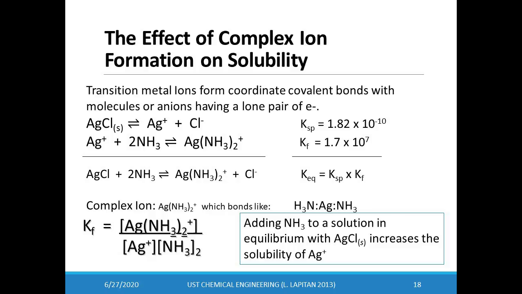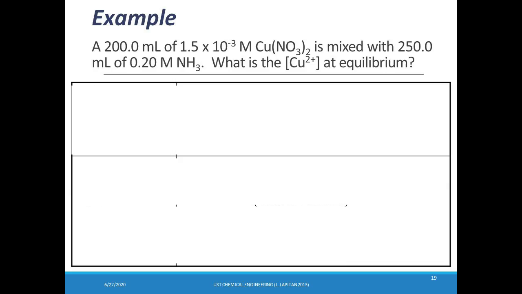Adding the two reactions together will give the new equilibrium constant, which is just equal to the product of the Ksp and the Kf. So what does this tell us? Overall, the addition of the ligand to a solution containing silver chloride in equilibrium with silver and chloride ions increases the solubility of the silver ion.